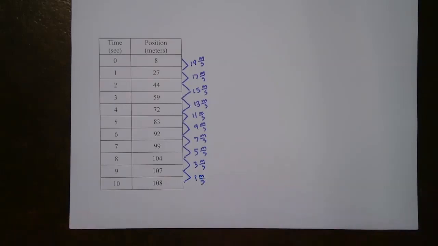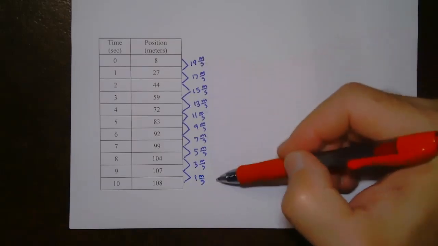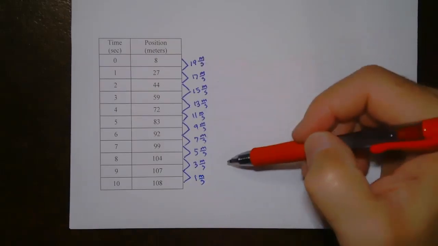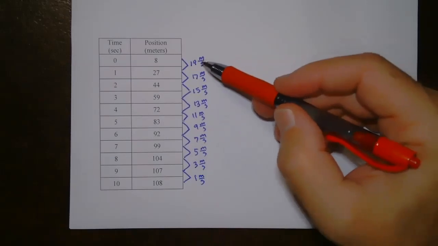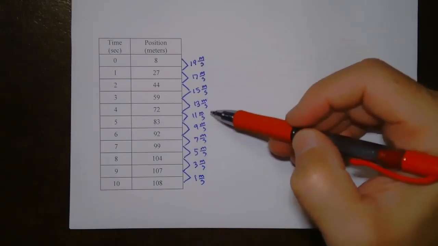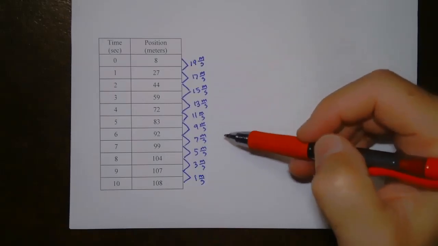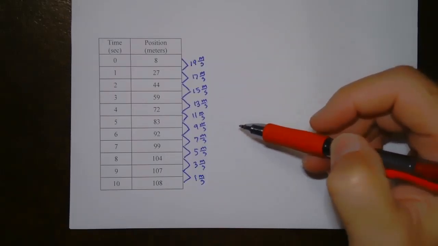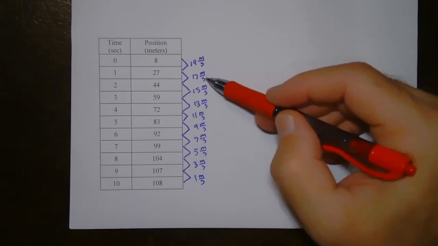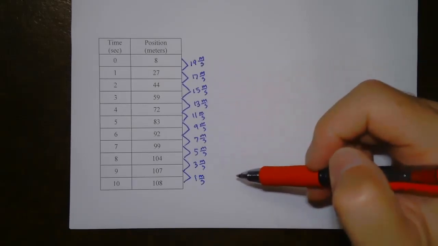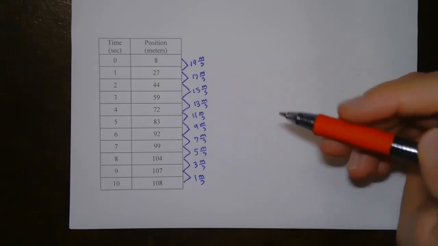So if you look at the velocities this time, they're all positive, right? All the velocities here are positive, but they're actually decreasing. So when the velocities are increasing, we say it has positive acceleration. And when the velocities are decreasing, we would say that it would have negative acceleration.